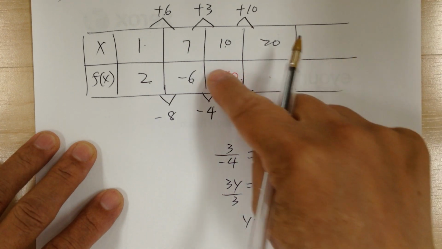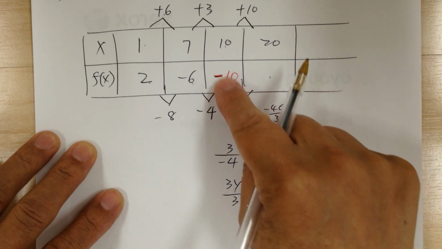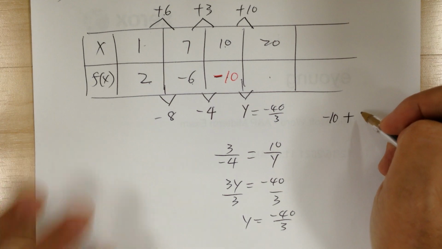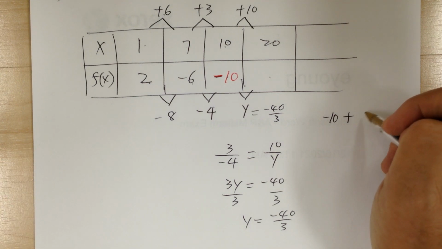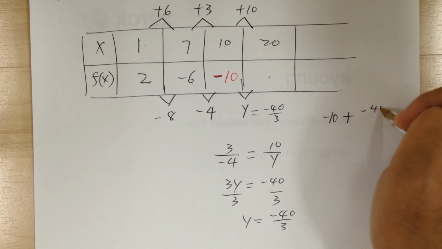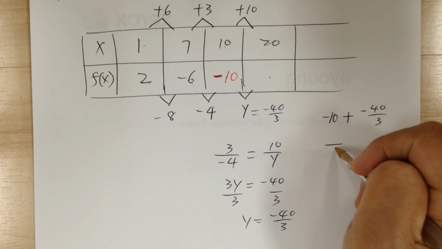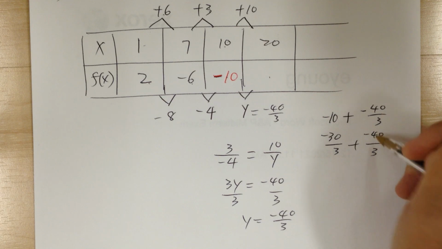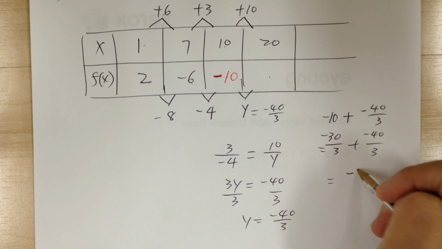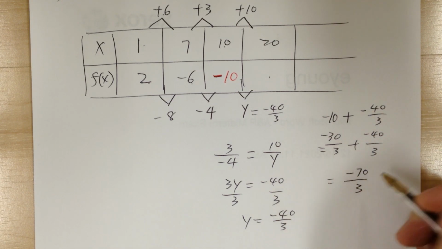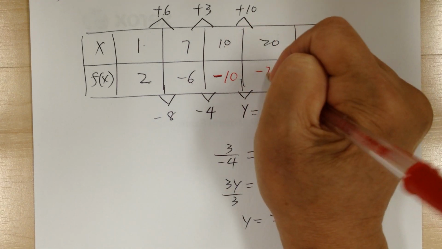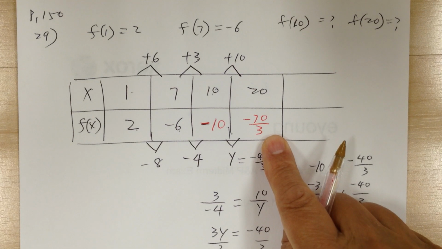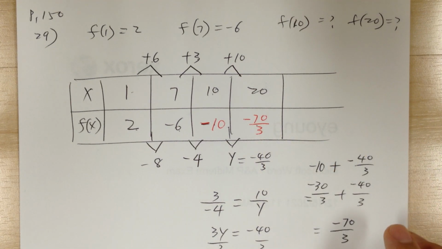So now to find this number, you just add these. So from here to here, you have to add these. So negative 10 plus negative 40 over 3. So make it into a common denominator. So this will equal to negative 70 over 3. Now you can just leave it as an improper fraction. You don't want to waste time trying to simplify that.